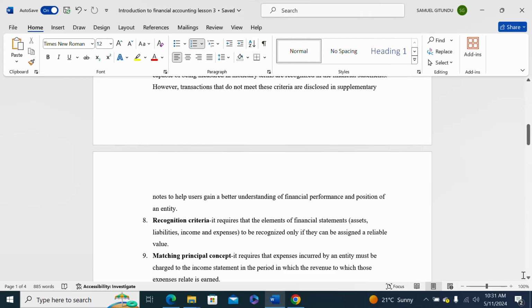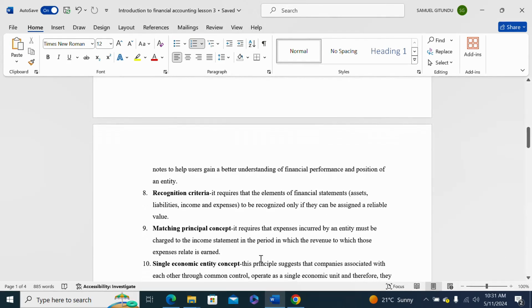The other principle is the matching principle concept. It requires that expenses incurred by an entity must be charged to the income statement in the period in which the revenue to which those expenses relate is earned. Expenses incurred by an entity must be charged to the income statement in the period in which the revenue to which those expenses relate is earned.